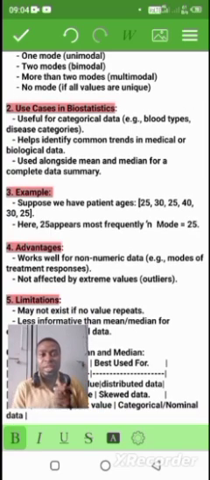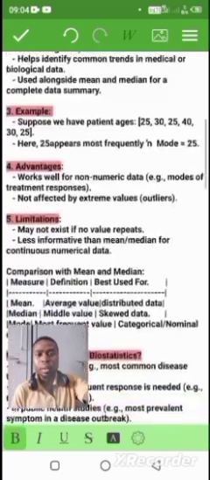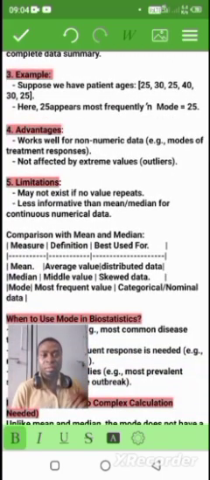Example: we have these ages of patients: 25, 30, 25, 40, 30, 25. Here we find 25 appears most frequently, so that will be our mode. Because of time, some limitations: the mode may not exist if no value repeats, and it is less informative than mean and median for continuous numerical data.